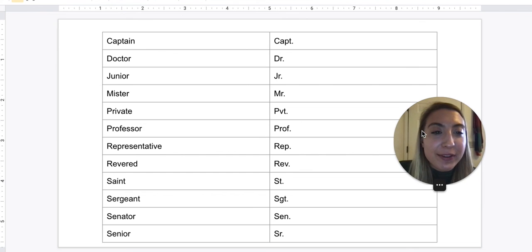Now let's go back to our abbreviations. Here are our abbreviations. I will end on this screen so you're able to pause and look over and write down or just study the abbreviations we're going over today.